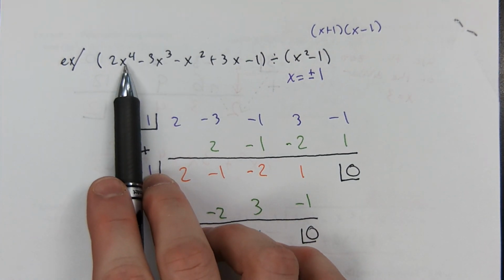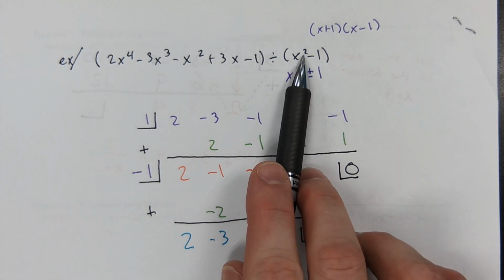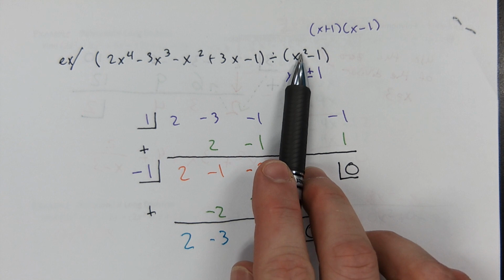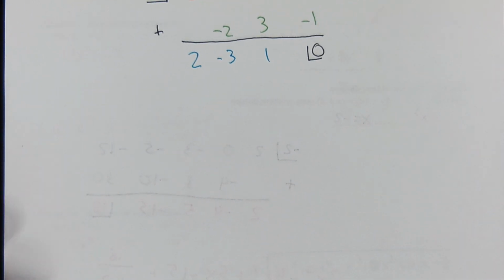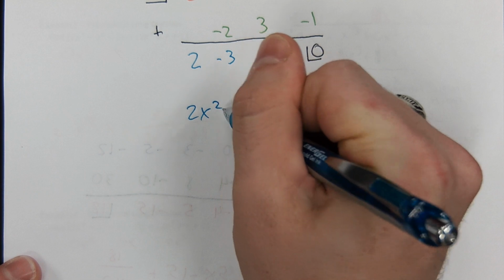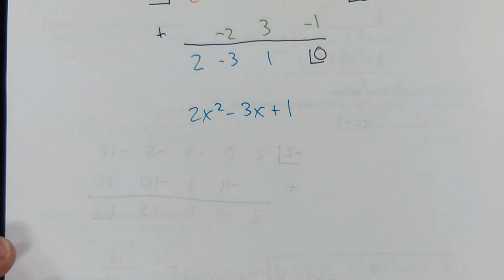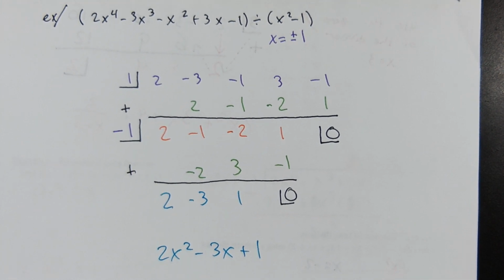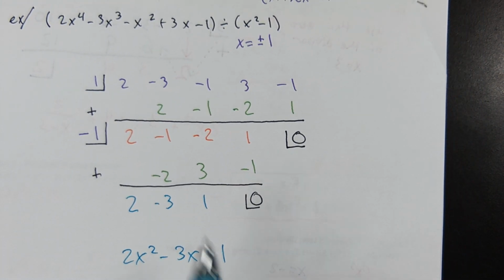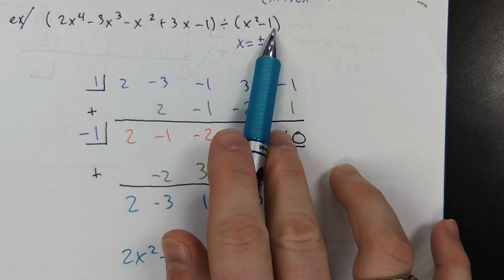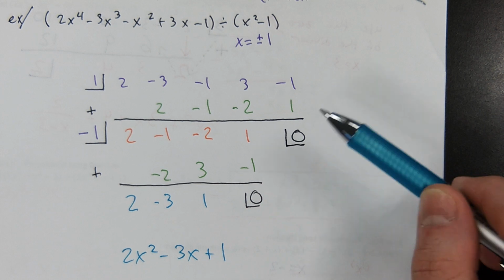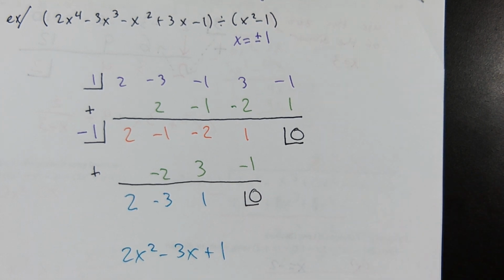A fourth degree divided by a second degree is always going to be what degree? Degree 2. The result is 2x squared minus 3x plus 1. So if you divide this fourth degree by this quadratic, knowing its two zeros, and the first one got you 0, you're allowed to continue working.